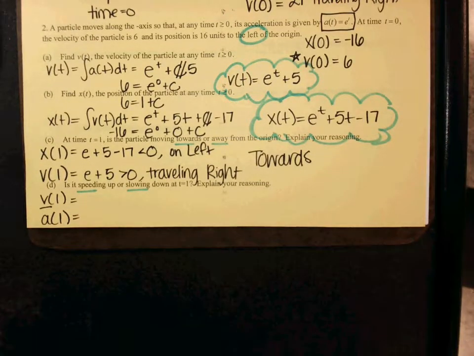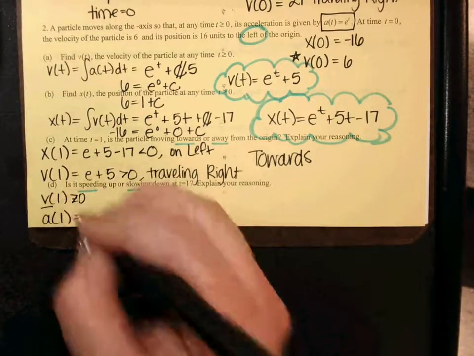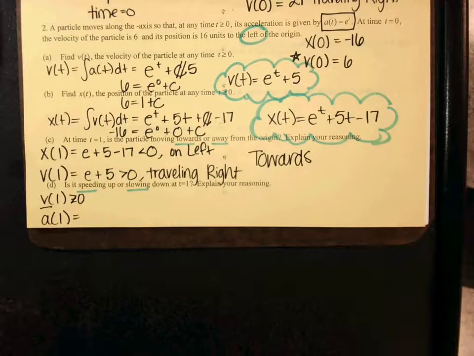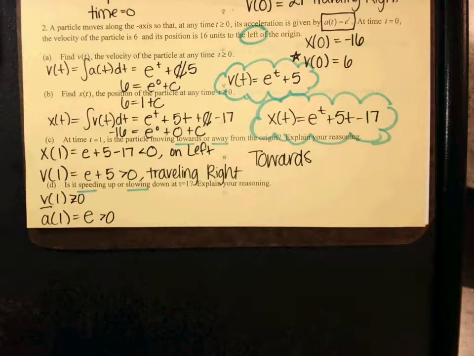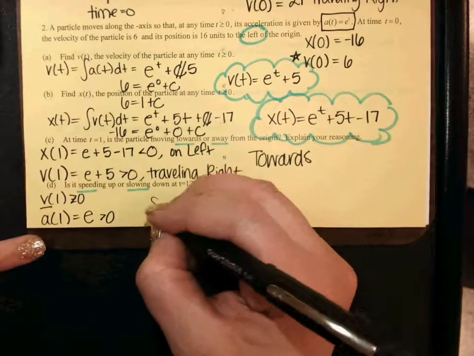Okay, do the next two. And actually, V of 1 we already know. I'm just going to put greater than 0 because we already did it. So you just need to find A of 1. What will A of 1 be? E to the 1, which is greater than 0. If they're both positive, then we'd be speeding up.